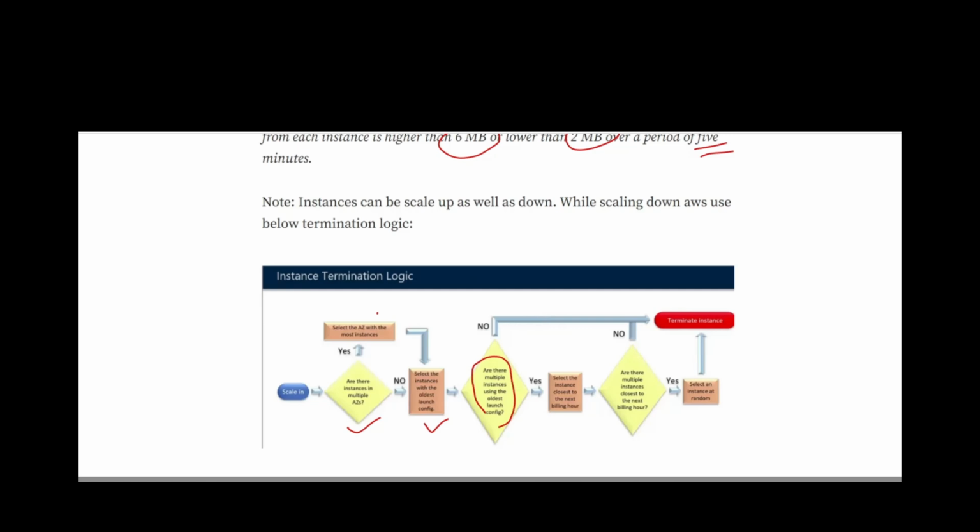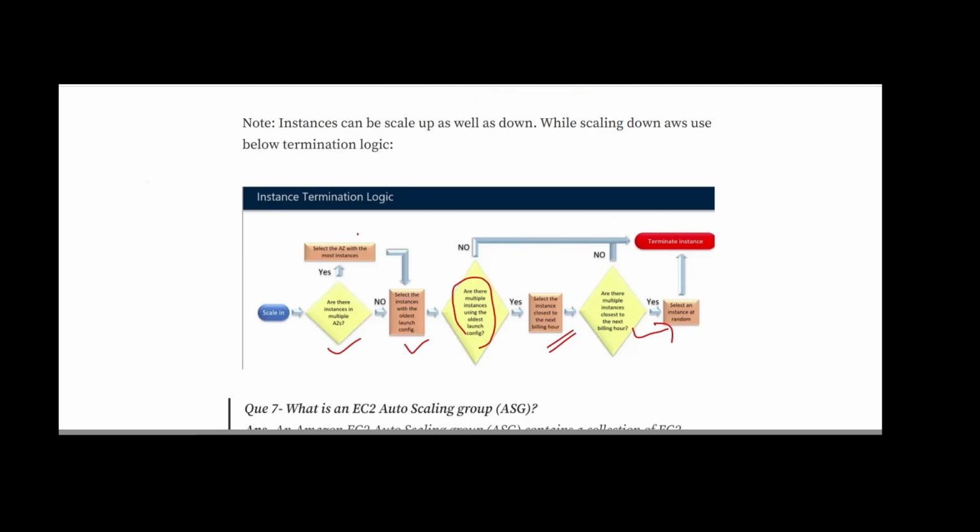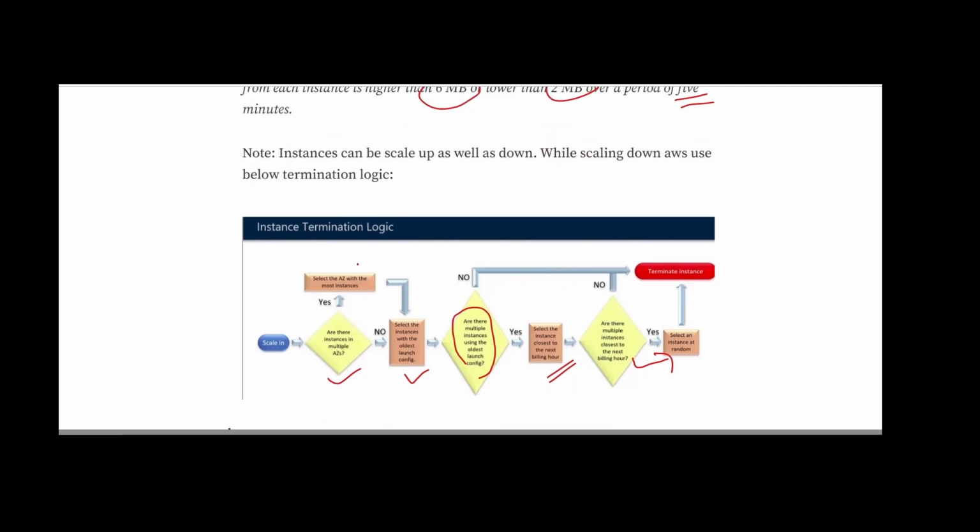We will first select the instance with the oldest launch configuration, and then we will check, are there multiple instances using the oldest launch configuration? Again, if the answer is yes, then we will select the instance closest to the next billing hour. If the answer is no, we will move ahead. Again, we will check, are there multiple instances closest to the next billing hour?